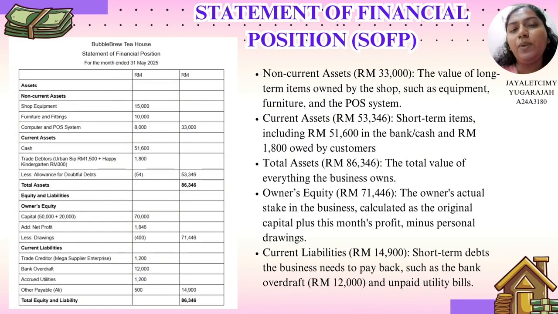86,346. Moving on to equity, the owner's equity is RM 71,446, which represents the owner's investment in the business after adding net profit and deducting drawings. Lastly, the business has current liabilities of RM 14,900, including trade creditors, bank overdraft, accrued utilities, and other payables. In conclusion, total assets are equal to total equity and liabilities at RM 86,346, showing that the business is financially balanced.